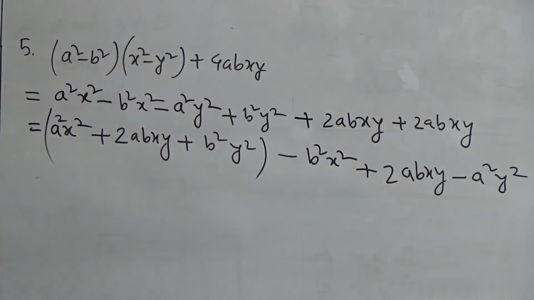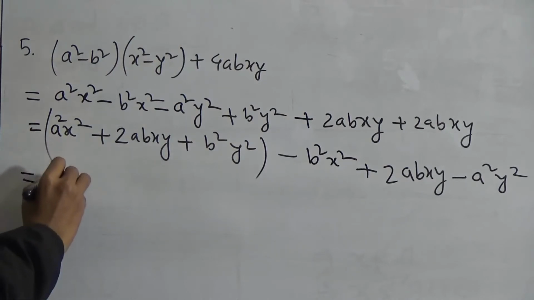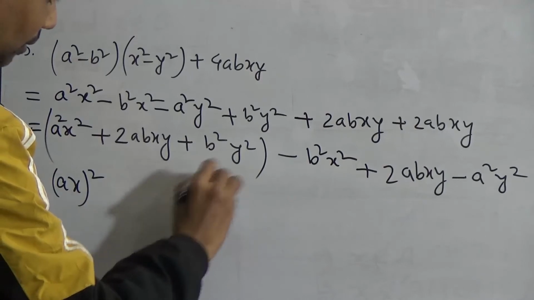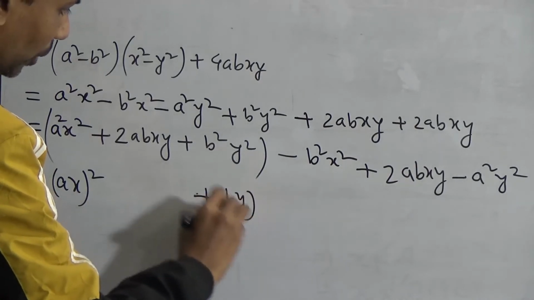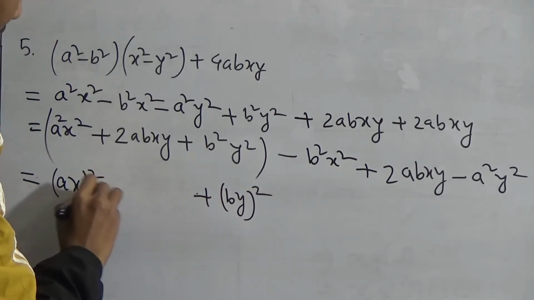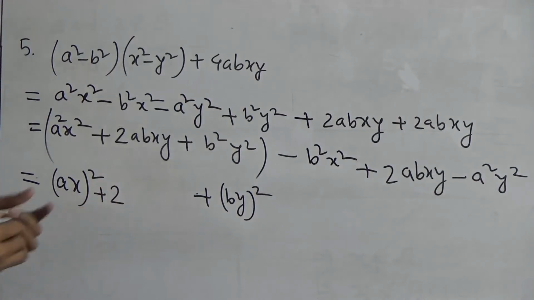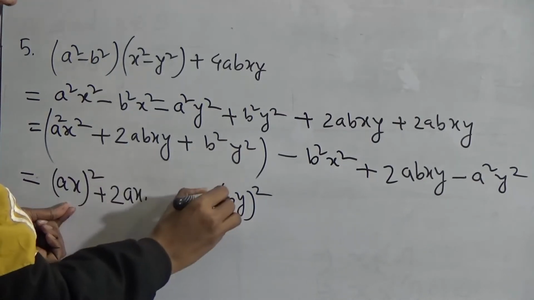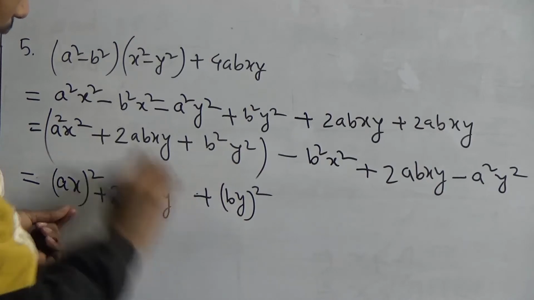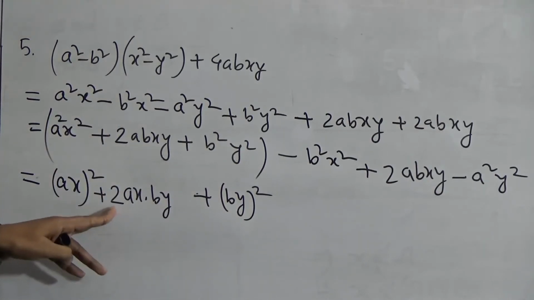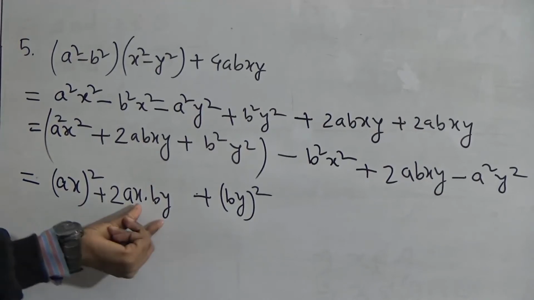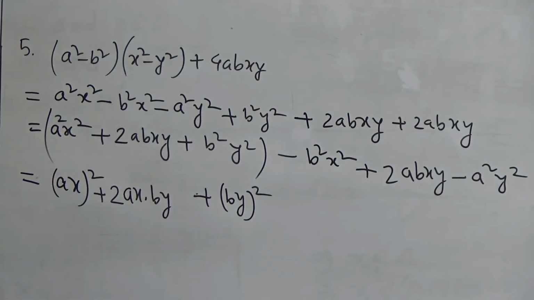Okay. Now you have to write ax. We can write this way: ax then whole square plus by. We can write this way: by then whole square plus 2. A means what? A means ax, right here ax. B means by. Okay. Now look, 2abxy, 2abxy. Okay.